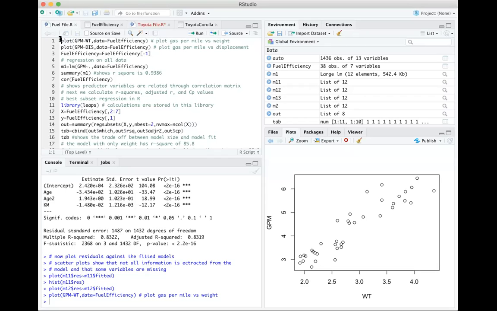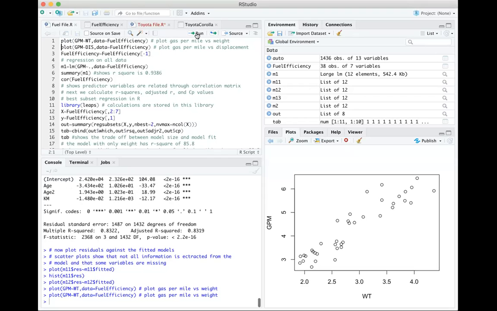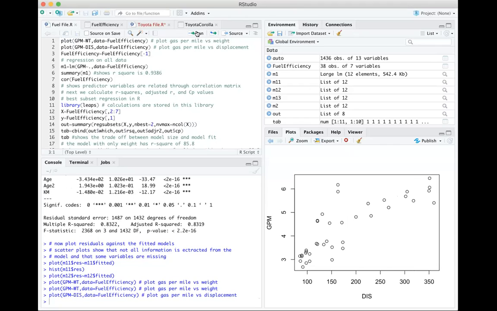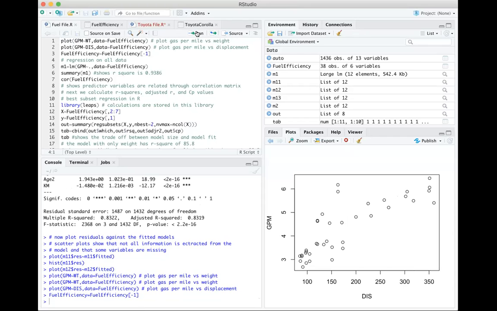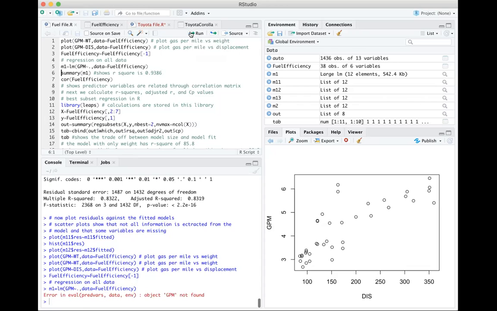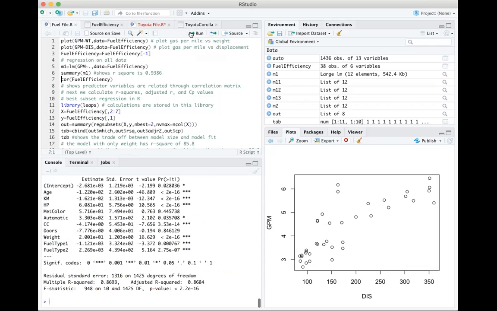First, we plot the gas per mile versus weight, and we get this plot. Next, we plot the gas per mile versus displacement, and we get the new plot. We check the fuel efficiency and we make it minus 1. Now we do the regression on all the data. We check the linear model of the regression of the GPM, and we check the summary.